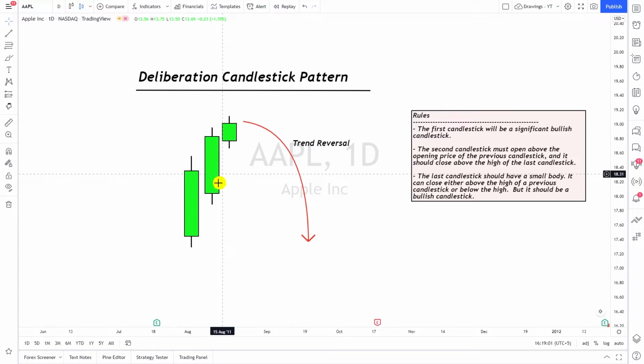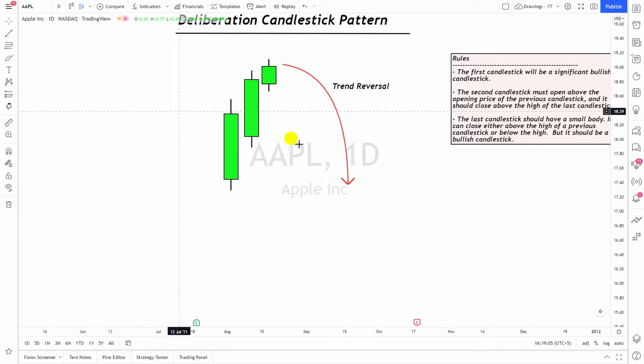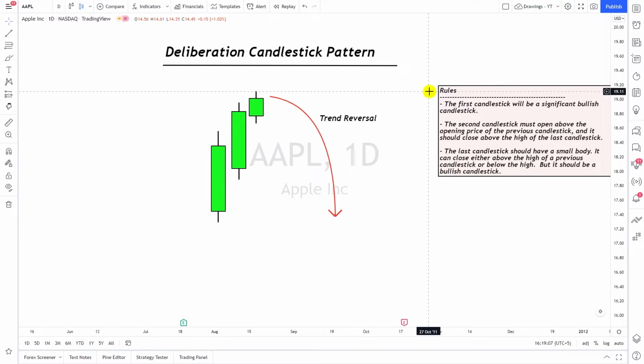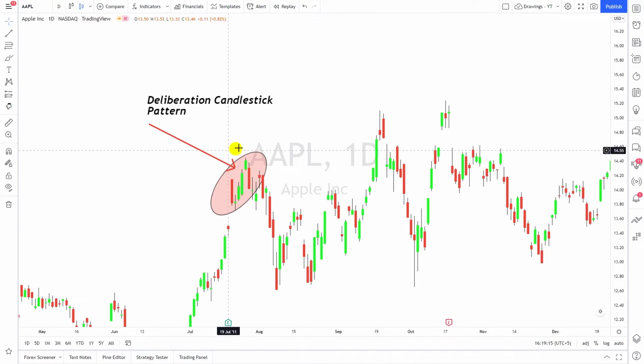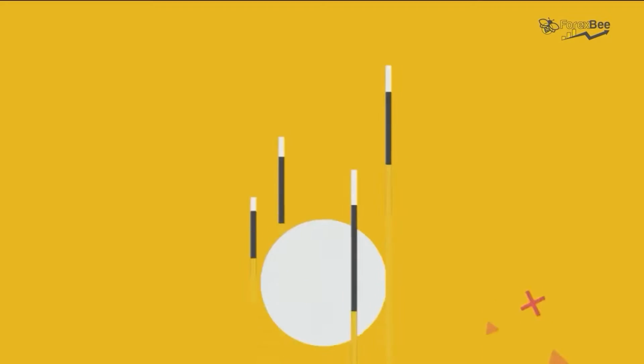In this video, we're gonna talk about the deliberation candlestick pattern, and we're gonna see how this candlestick pattern works. What are different rules that you need to follow in order to detect this candlestick pattern successfully and correctly. And in the end, we're gonna go through an example on the chart so that you can understand it completely.